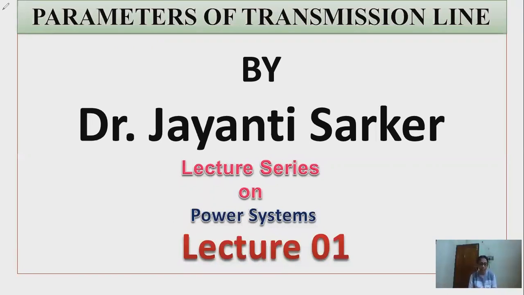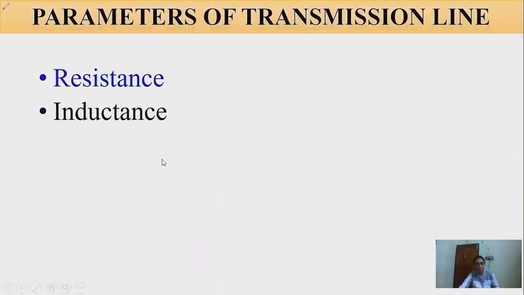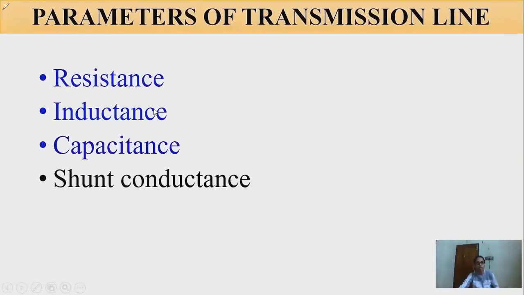Overhead transmission lines consist of a number of conductors connected in parallel, and each of the parallel conductors is insulated from the others, and side by side each conductor itself is insulated from earth also. The overhead transmission line has four electrical parameters: resistance, inductance, capacitance, and the last one is the shunt conductance.